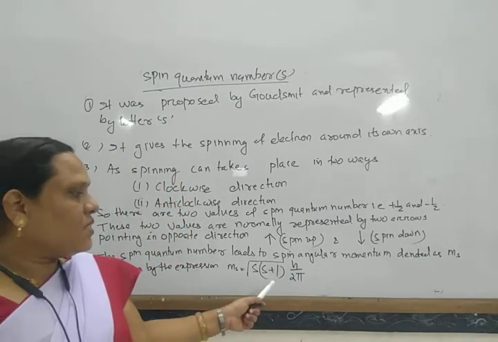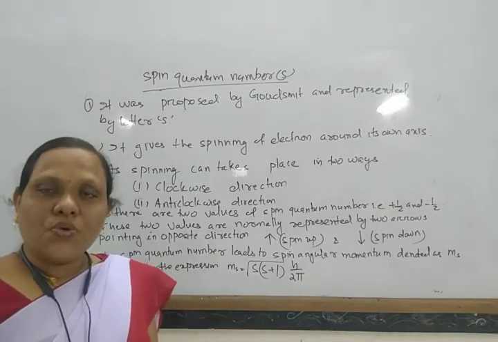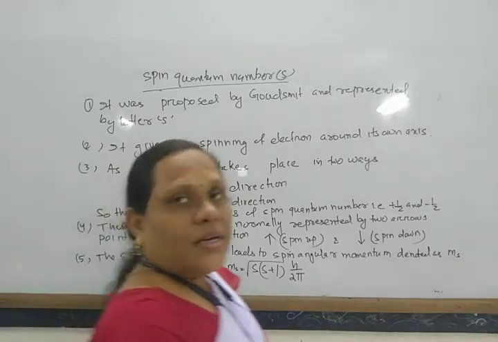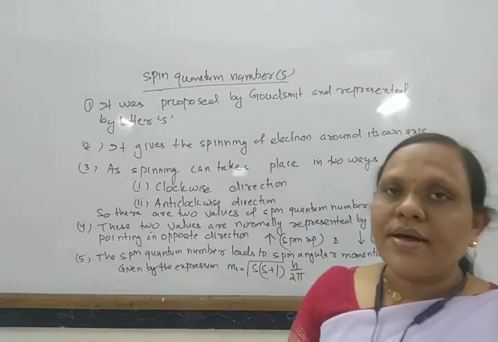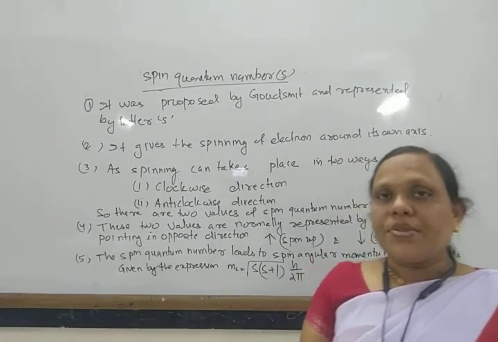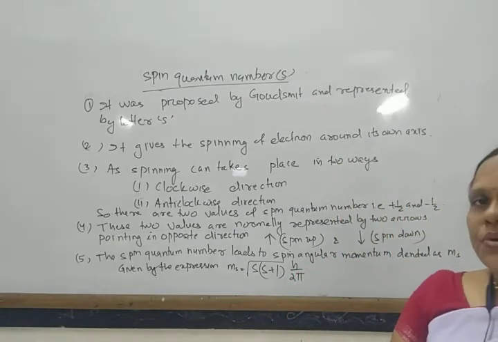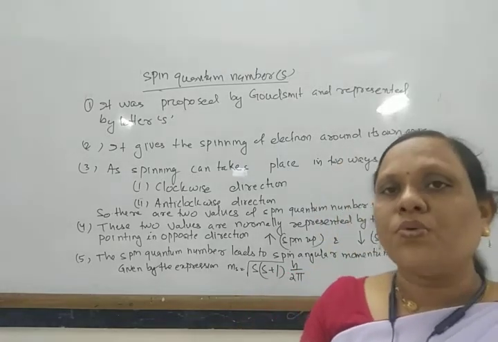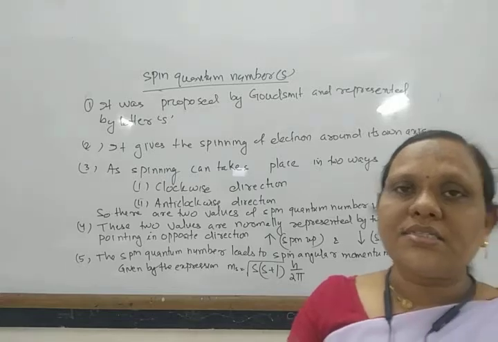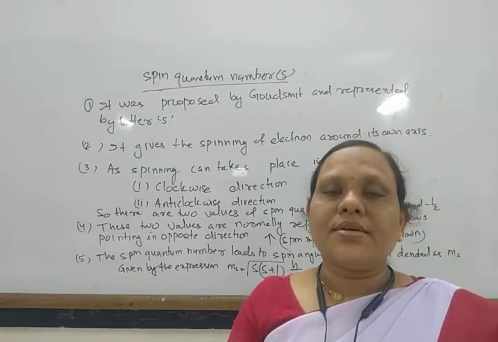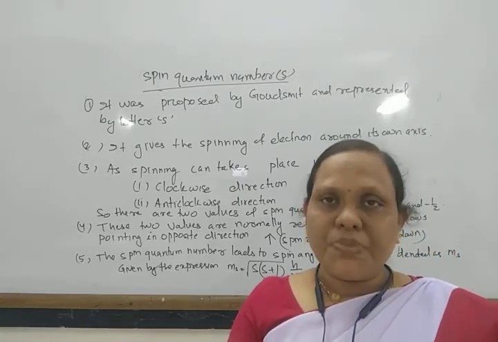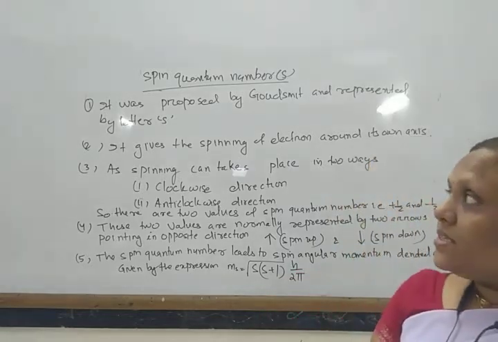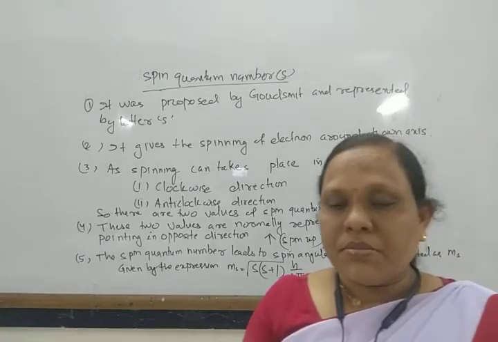represented as ms, where ms equals the square root of s(s+1) times h by 2 pi. So these are some information given by the spin quantum number. From this we can also know that an orbital can accommodate a maximum of 2 electrons. One has a plus spin value, another has a minus spin value. Okay, so these are about quantum numbers.